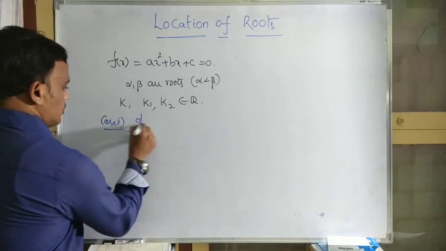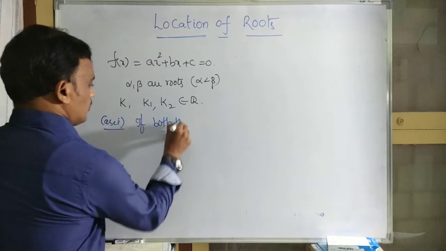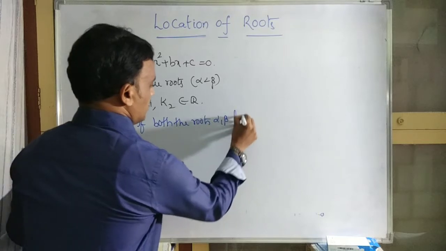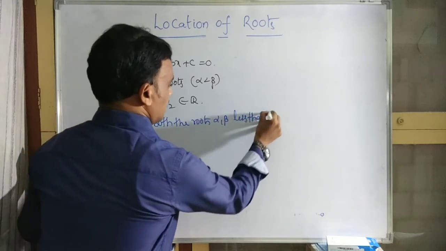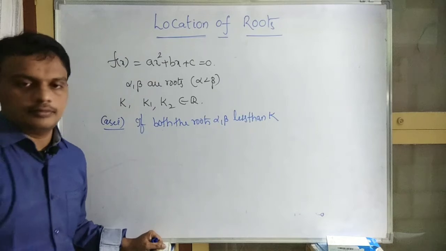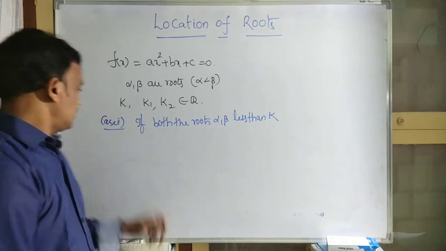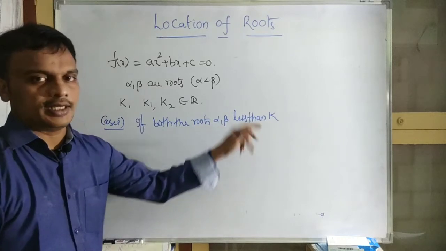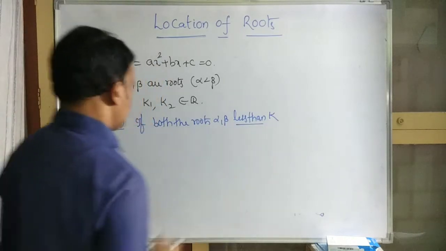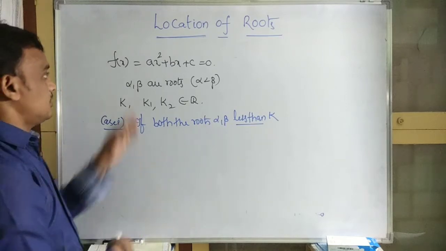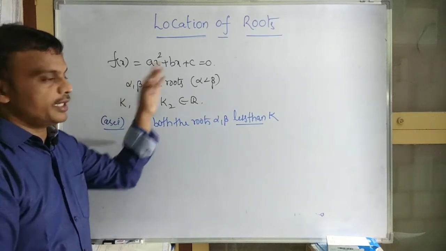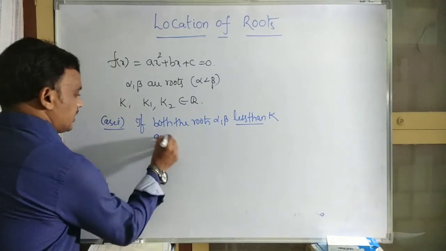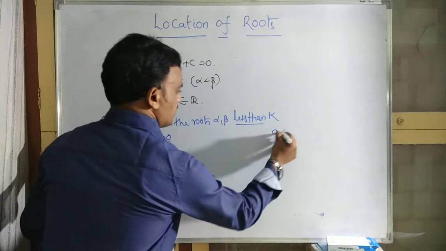If both the roots of the quadratic equation alpha, beta are less than k, what is the condition? If both the roots alpha, beta are less than a real number k, here I am going to get two cases. That is, the leading coefficient a is maybe greater than 0 or maybe less than 0. That's why I am going to take the two cases: when a is greater than 0 and when a is less than 0.